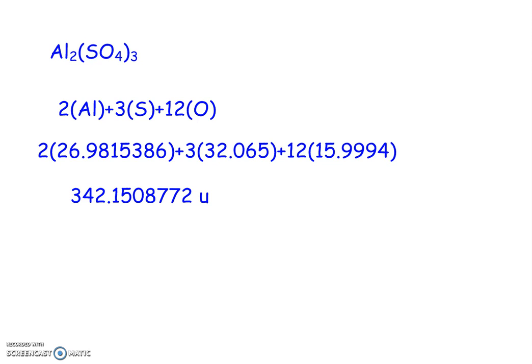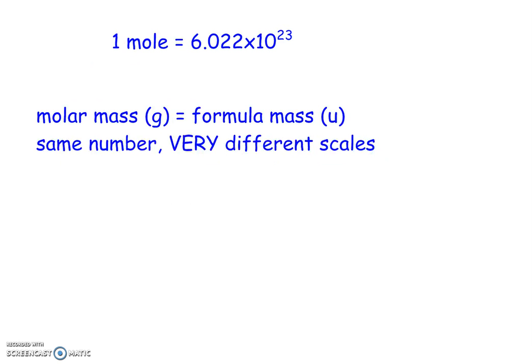If we were looking at the molar mass, numerically it's the same. It's the mass of 1 mole in grams. So it would be the same number with grams after it. So the molar mass in grams is identical in number to the formula mass in universal mass units, but they're on very different scales. And 1 mole is defined as 6.022 times 10 to the 23rd of whatever we're talking about.